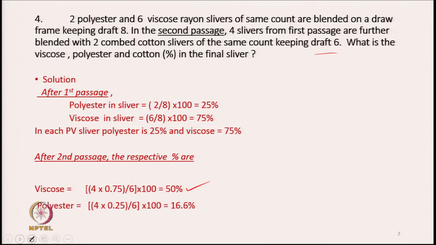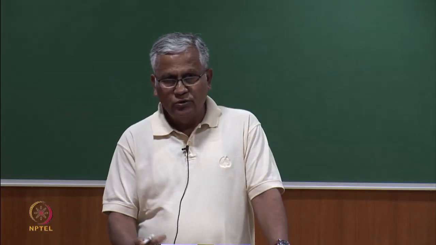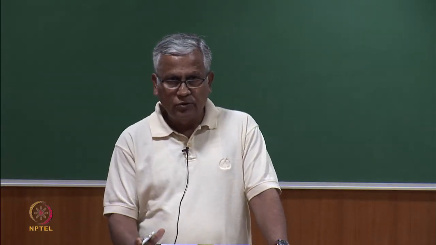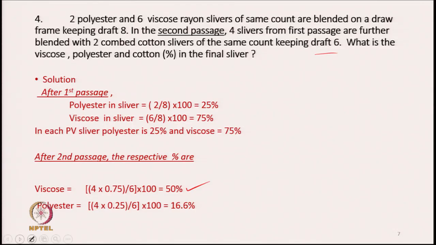Next, polyester. Similarly, there are 4 PV slivers being fed. In each PV sliver, the proportion of polyester is going to be 0.25. So, in 4 slivers, the proportion is going to be 4 into 0.25, that is equal to 1, and there are 6 slivers total being fed. Therefore, polyester percentage in the final sliver is going to be 4 into 0.25 by 6 into 100, that will give you a value 16.6%.